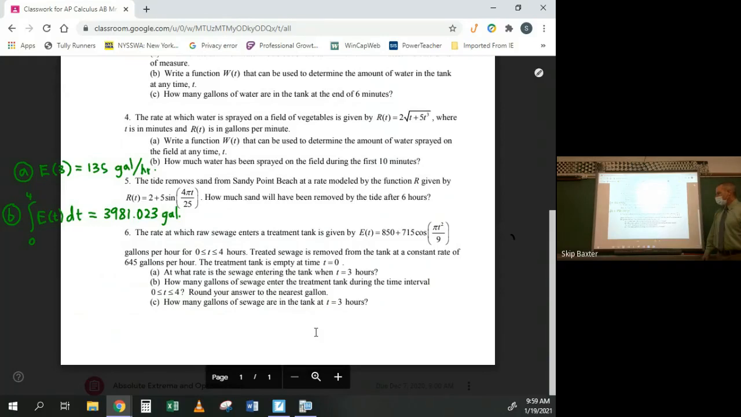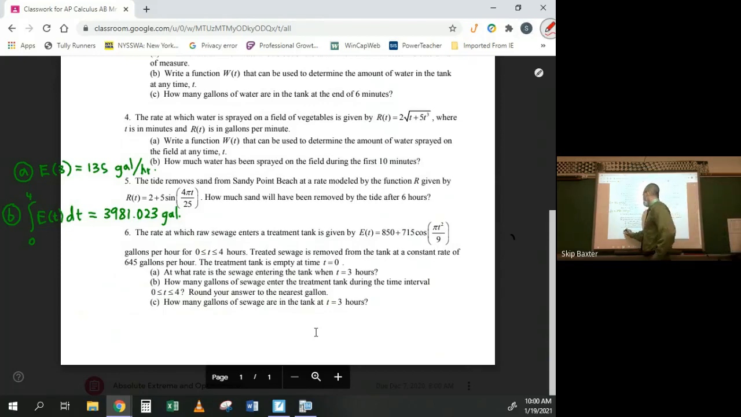And then part C, how many gallons of sewage are in the tank at 3 hours? You take the initial amount, which I tell you is 0, plus the amount that entered minus the amount that left, right? Sorry, I can't use my result from part B because this is saying t equals 3. That one said t equals 4. So I can't use that. But it's the same concept, right?